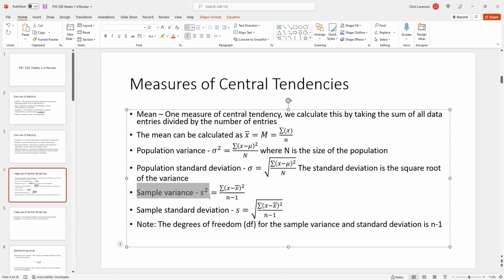And the key here: sample variance, the symbol is S squared. Sample standard deviation, the symbol is S. Same relationship between standard deviation and variance. The biggest deal is, are we dealing with a population or are we dealing with a sample?